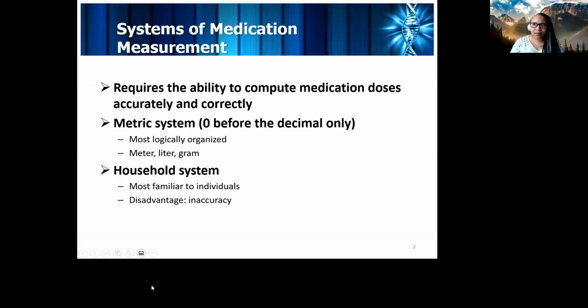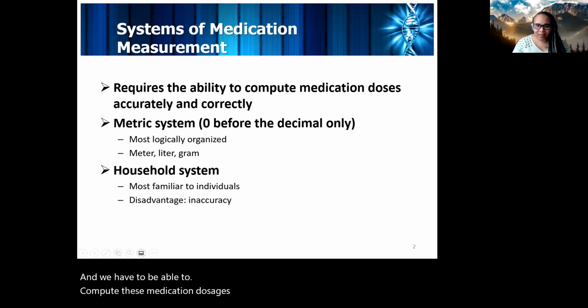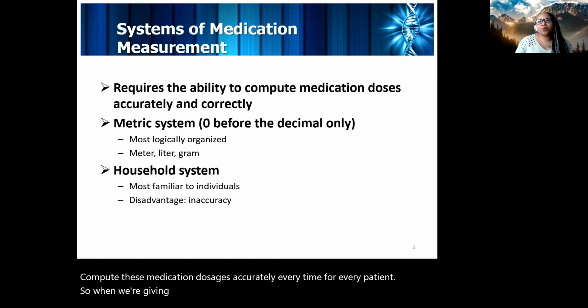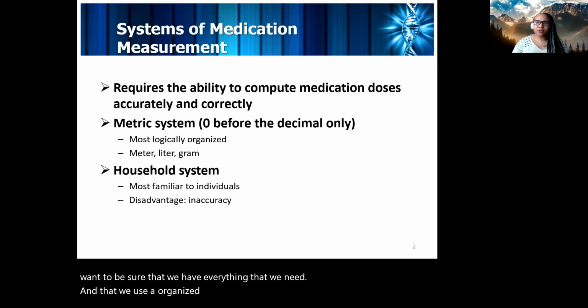All right. So dosages and calculations, what we use to measure medications is the metric system. And we have to be able to compute these medication dosages accurately every time for every patient. So when we're giving medications, we want to be sure that we're organized. We want to be sure that we have everything that we need, and that we use an organized system to administer medications.